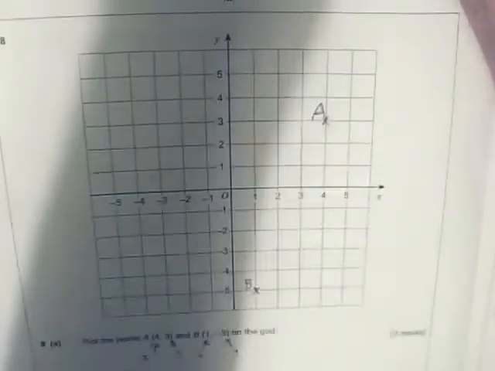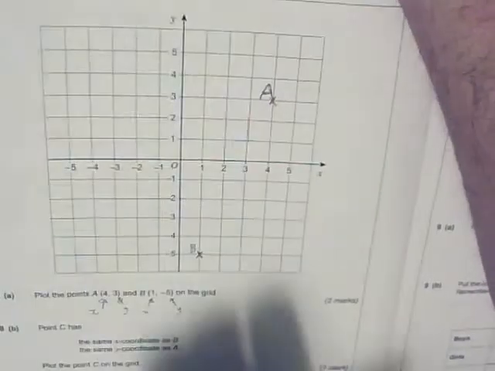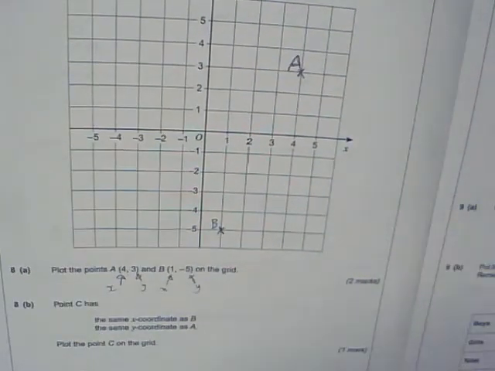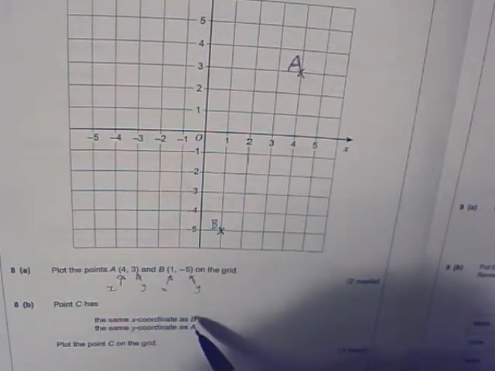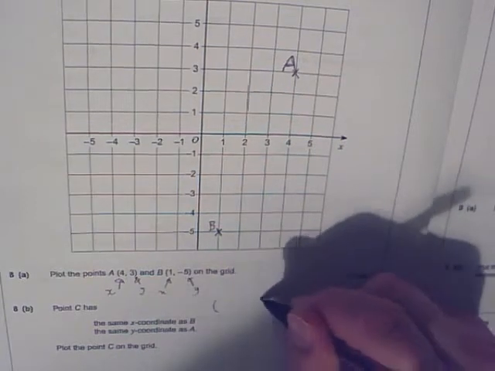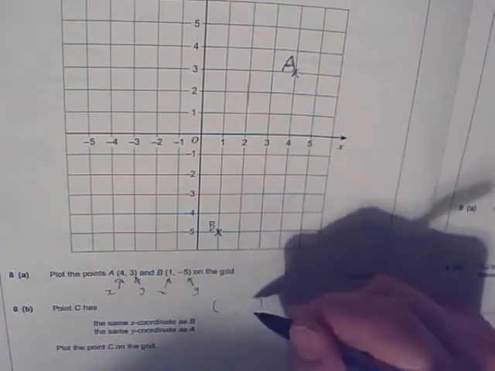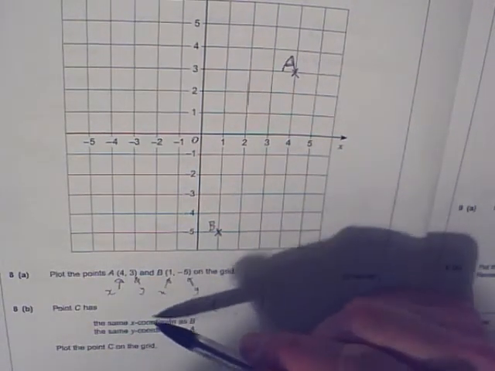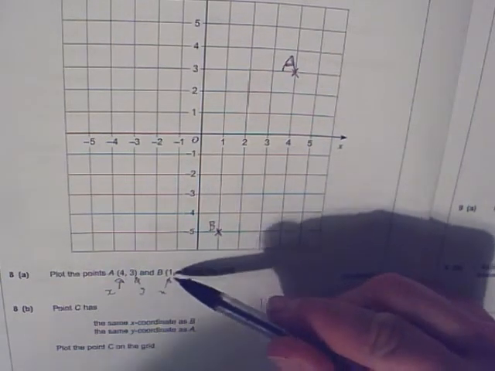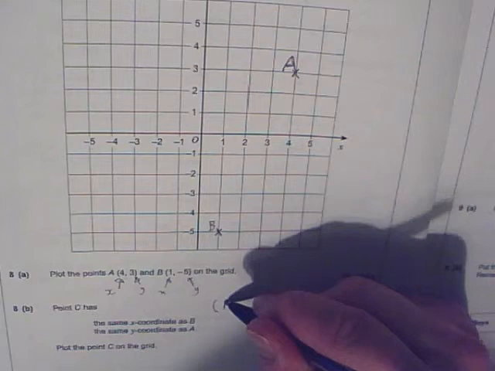I'm going to zoom out a little bit so I can see the whole grid as well as my next question. Okay, 8b. Point C has the same x coordinate as B. So I'm going to write down where point C is going to be, and I'm going to put the brackets like this. The same x coordinate as B. I'm looking at B here. My x coordinate, the x1, is 1. So the same x coordinate as B, it's going to be 1.